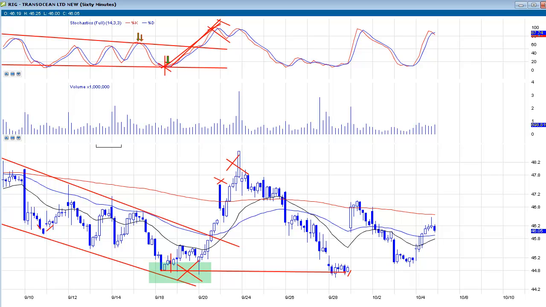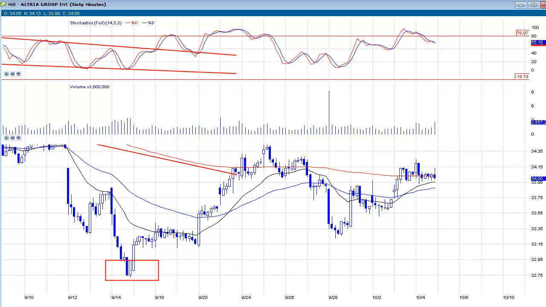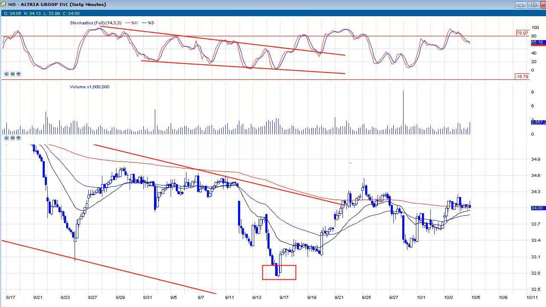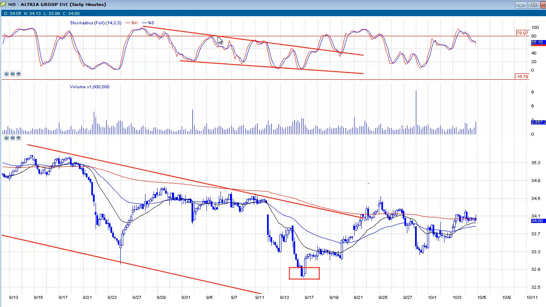And you see them every day. I try to go over them every day in the market. Here's a stock we recently traded, Altria, and this was off the HPS watch list.